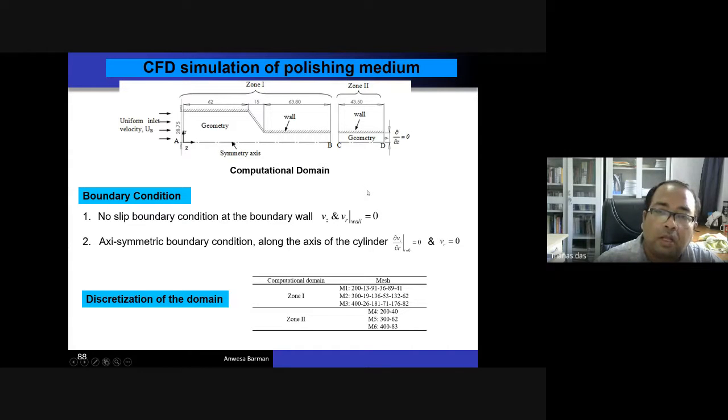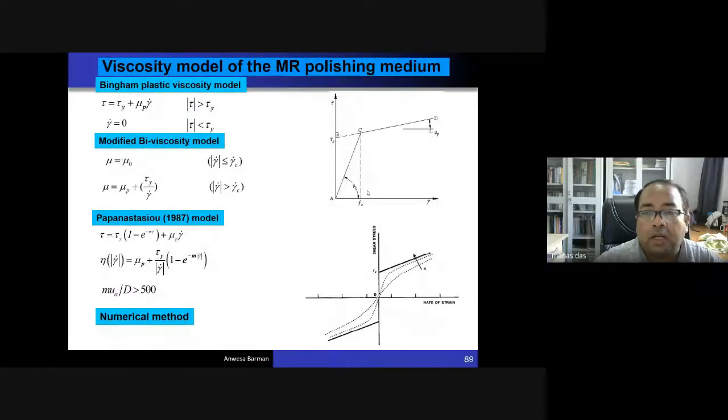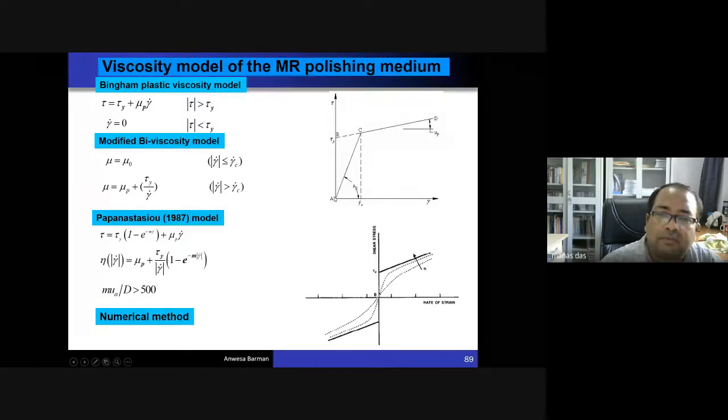Now we can see the viscosity model here. It is very important because we have considered a Bingham plastic viscosity model. If you consider the Bingham plastic model, at zero shear rate the yield stress is tau y, and when the applied shear stress is greater than tau y, the fluid shears. After that it cannot be solved because the shear rate here is 0, so there will be a discontinuity. That's why people use the bi-viscosity model.